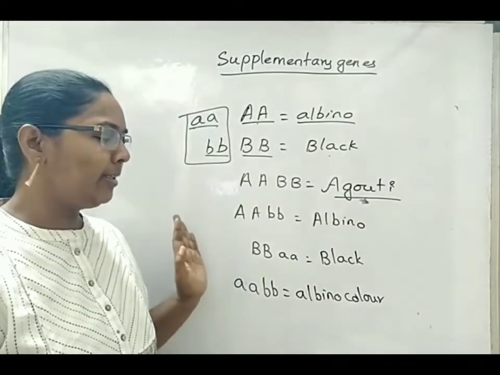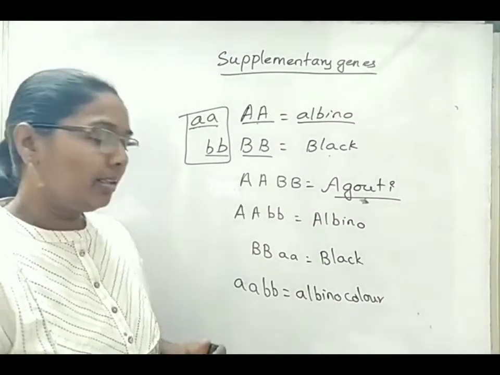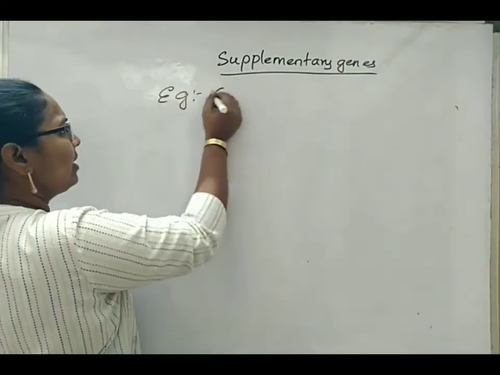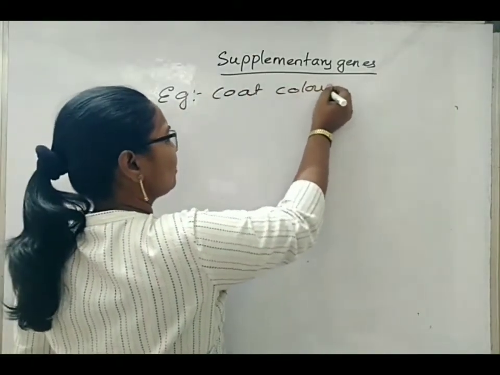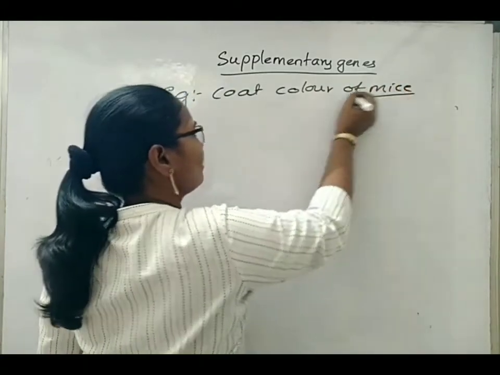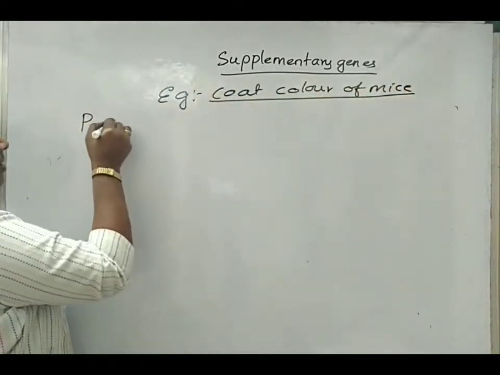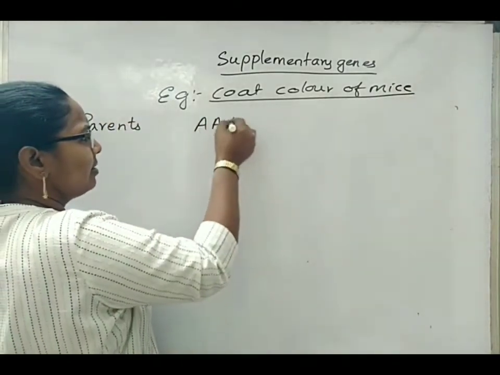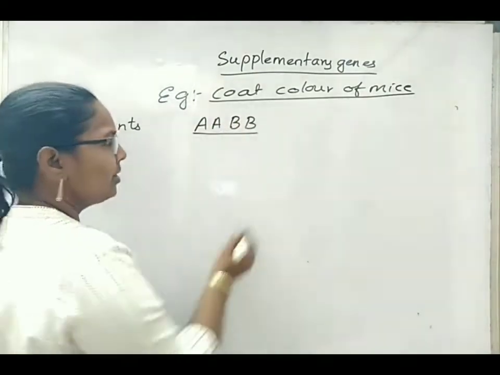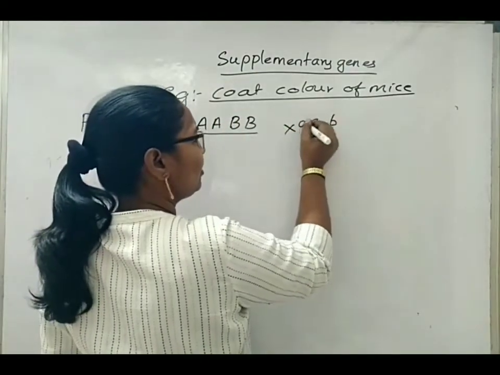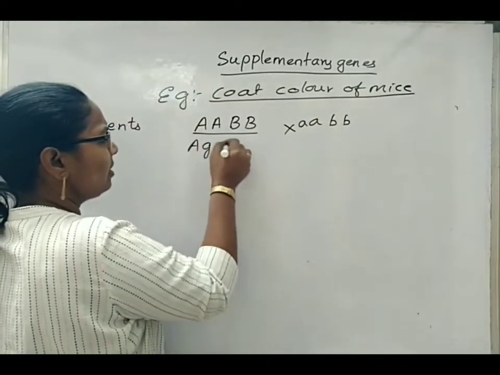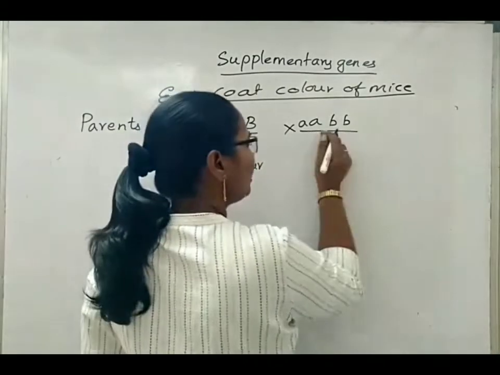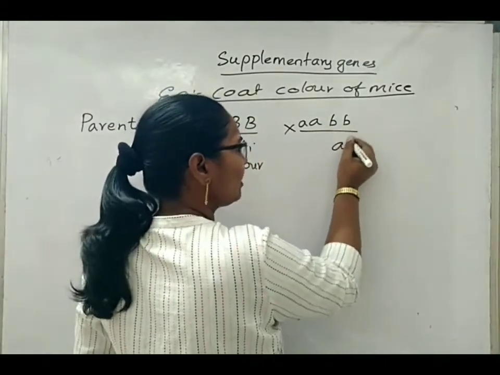So this is explained in supplementary genes by taking the coat color of mice and also the grain color in maize. Example that we are taking is coat color of mice. If we take the parents having combinations like, directly we are taking agouti color which is crossed with a purely albino. So this is responsible for agouti color, that is light brown or golden brown. And these paired alleles are giving out phenotypic character like albino.